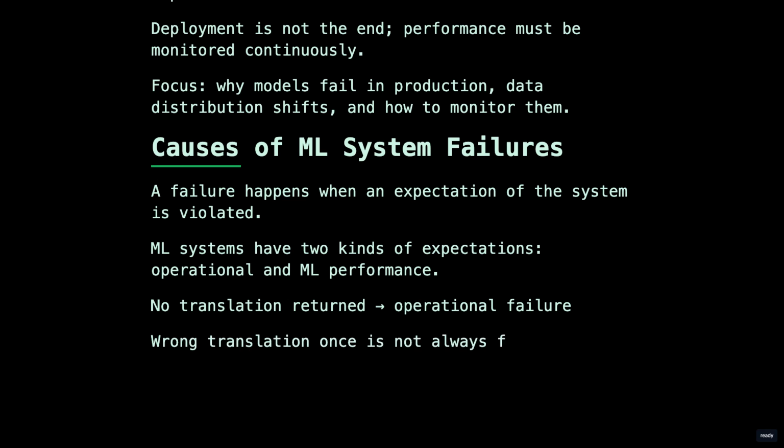A single bad translation may still fall within the allowed error rate, so it is not enough by itself to call the system a failure. But if wrong outputs keep happening across many inputs, the performance expectation has been violated.